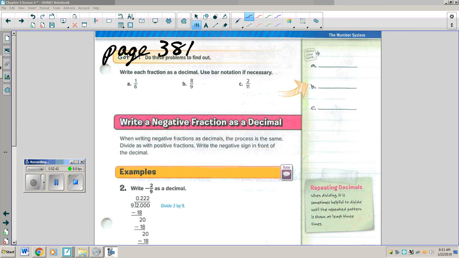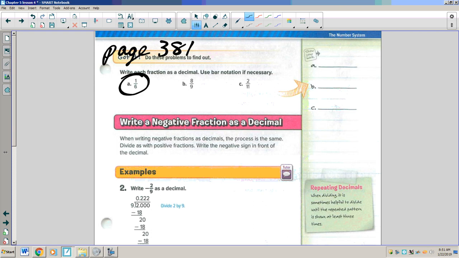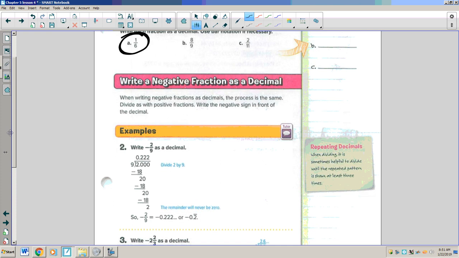We're on page 381. We're going to turn each fraction into a decimal. Use bar notation if necessary. First one is 1/6. I'm going to go down there at the bottom. 1 divided by 6. 1 is your dividend, 6 is your divisor. I want 3 zeros after the 1. Yes, you have to show your work. No calculators for this lesson. Your teacher is mean, you know that.